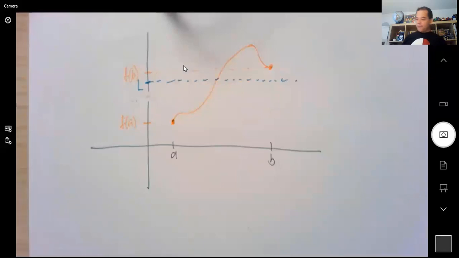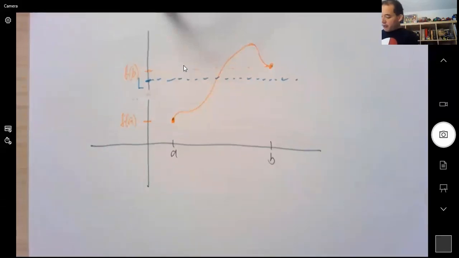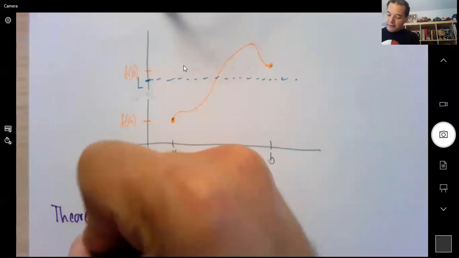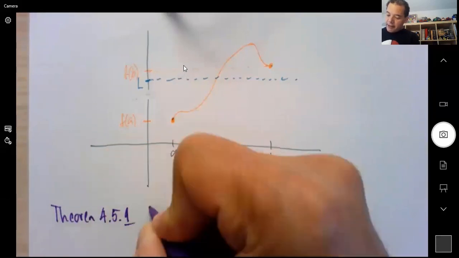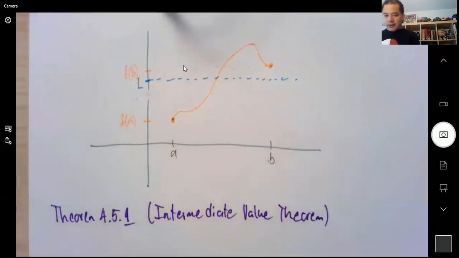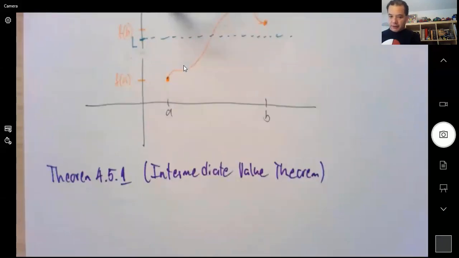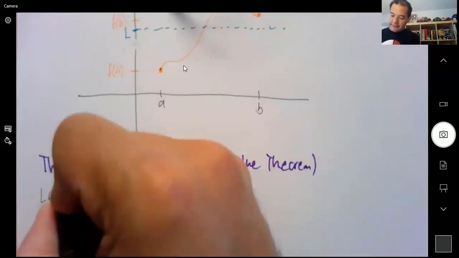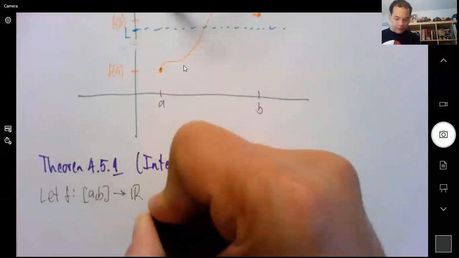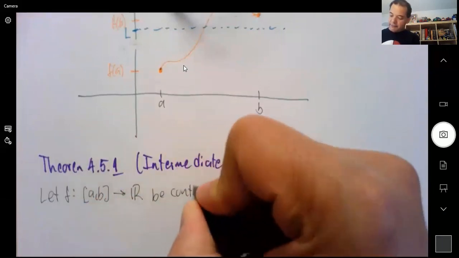Okay, so let's write the statement. So here's the theorem we want to show. It's theorem 4.5.1, the intermediate value theorem. And this is what it says. It says, let f be from [a,b] to the reals, continuous.